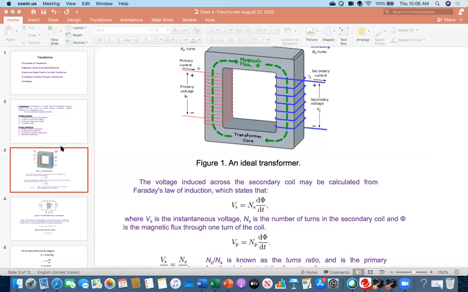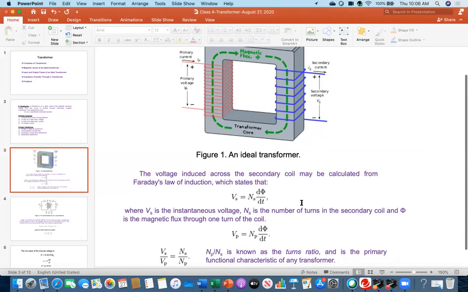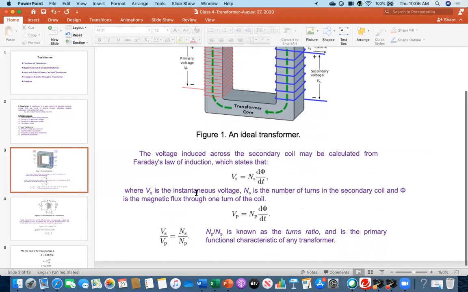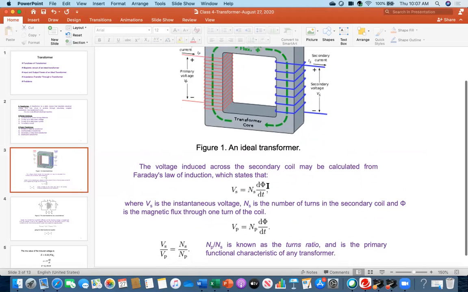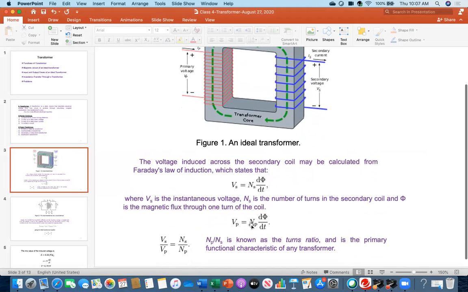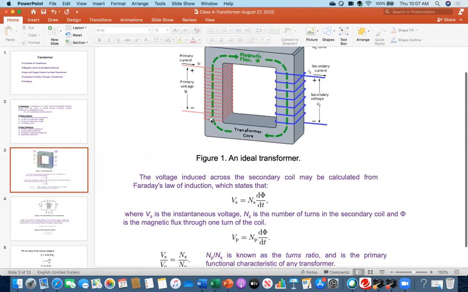Now again I am going back there. Everybody see this equation that I just explained: Vs equals Ns d phi by dt, where Vs is the instantaneous voltage, Ns is the number of turns in the secondary coil, and phi is the magnetic flux through one turn of the coil. Similarly, on the primary side, when you apply the voltage, you could make a similar relationship, Vp equals Np d phi by dt, because this is the common flux linking both the primary and the secondary.